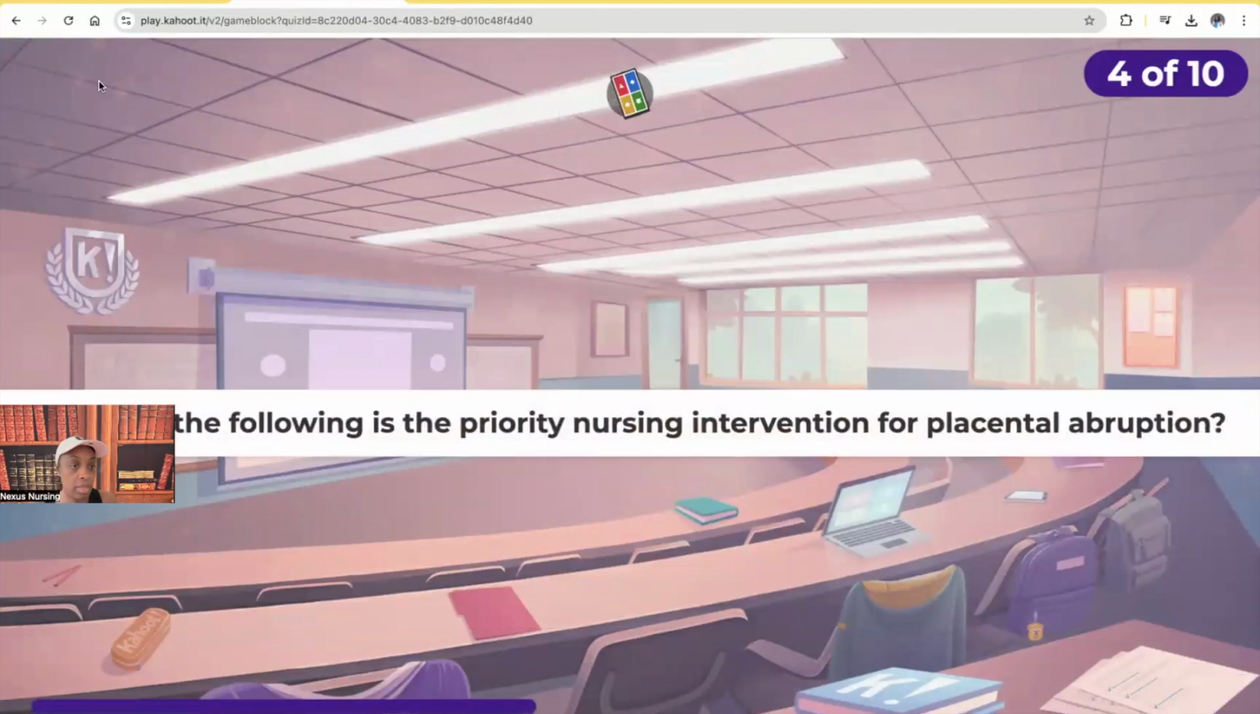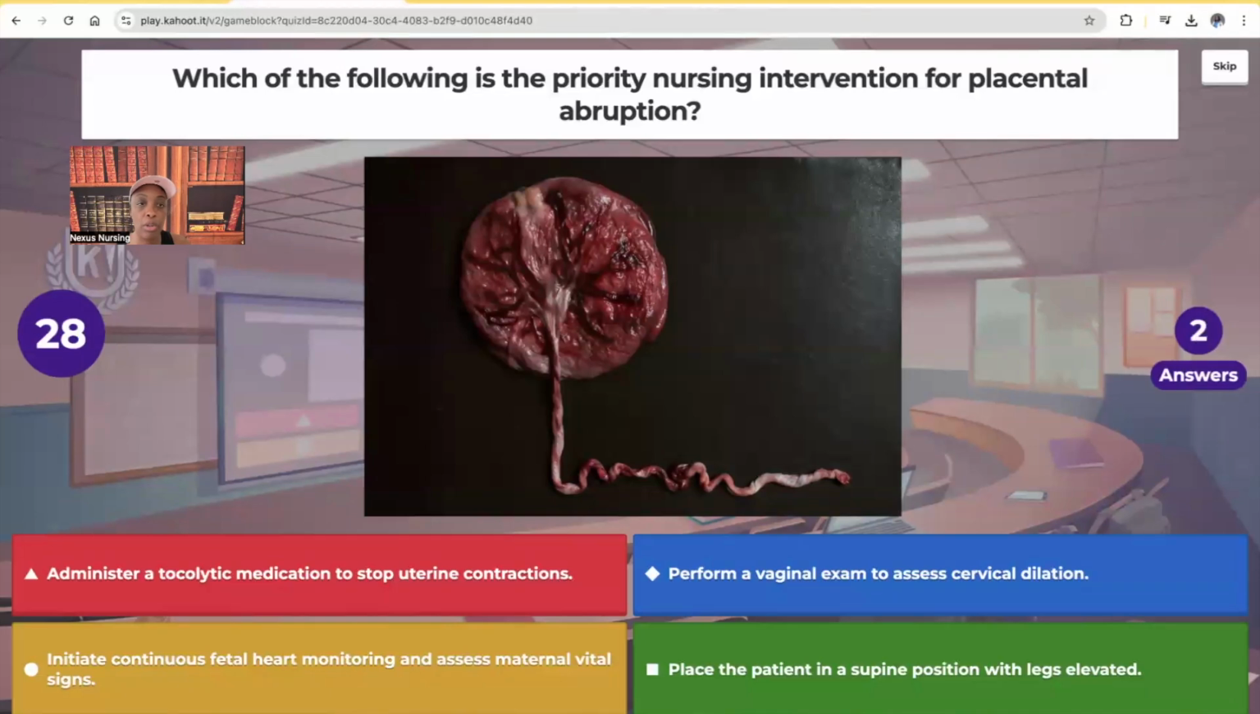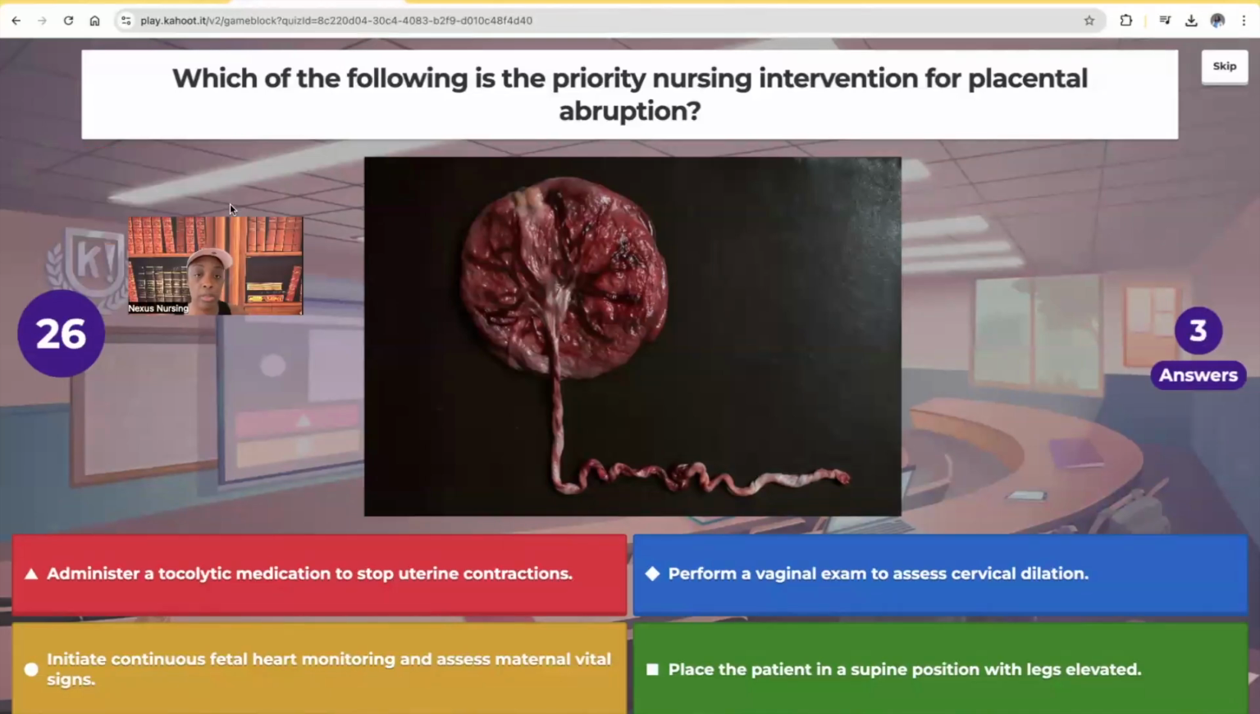Oh, can't see the question. Which of the following is a priority nursing intervention for placental abruption? Is it to administer tocolytic medication to stop the uterine contractions? Is it to perform a vaginal exam to assess for cervical dilation? Is it to initiate continuous fetal heart monitoring and assess maternal vital signs, or placing the patient in a supine position with the legs elevated?